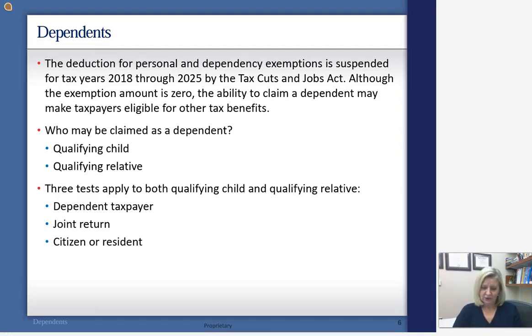And we see a fair amount of questions on this at the ISU site, because we do have a lot of taxpayers who come to Iowa State University from other countries, and at whatever point they are able to file taxes as a resident, if they have children who are not U.S. citizens or resident aliens, they're not able to claim those children on their tax return.